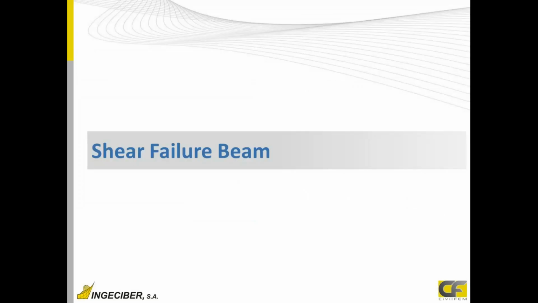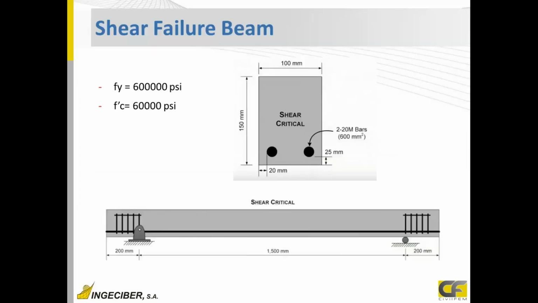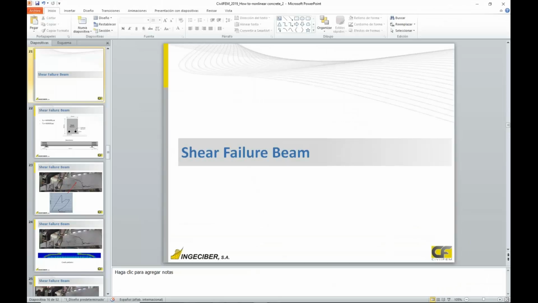Next model is shear failure. So the shear failure, in this case, we are not adding shear reinforcement. We are not adding strip wraps here. So only bottom reinforcement. This bottom reinforcement is the same that we had in the last over reinforced bending, but just removing that. So just checking the model as we did before.